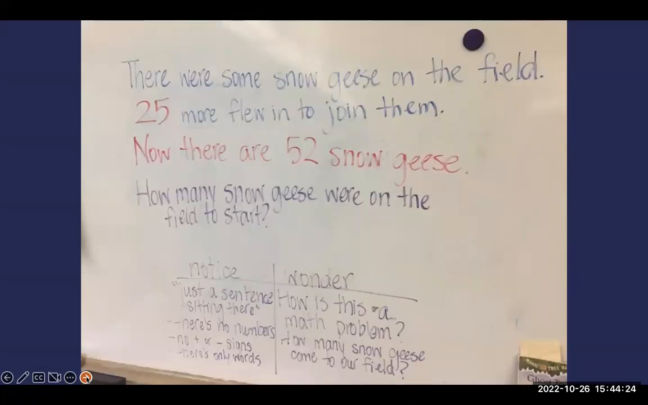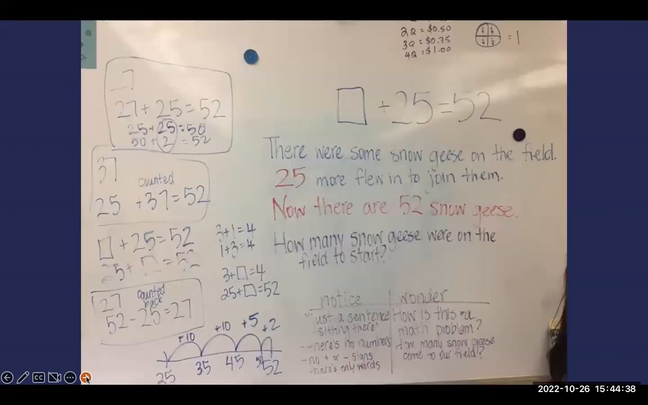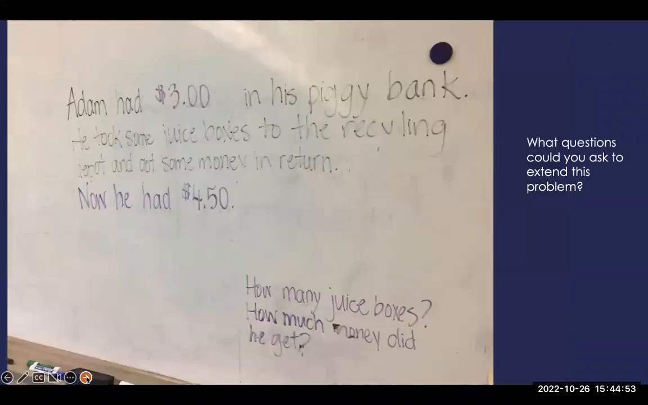So here was this problem. There were some snow geese on the field. 25 more flew in to join them. Now there are 52 snow geese. And then what would the math question be? How many snow geese were on the field to start? And you get children to tell you what that question would be. And then the students maybe turned and talked and shared their strategies, and as the teacher I'm recording the different ways that they figured out how many geese were there to begin with. And then we compared their strategies.